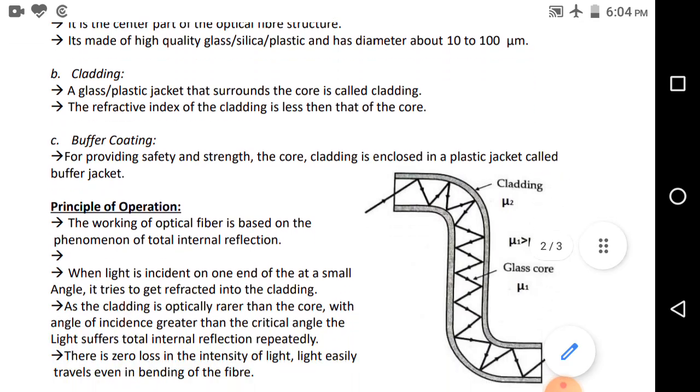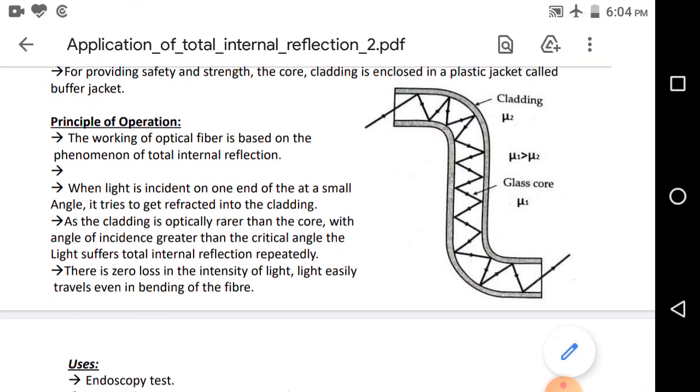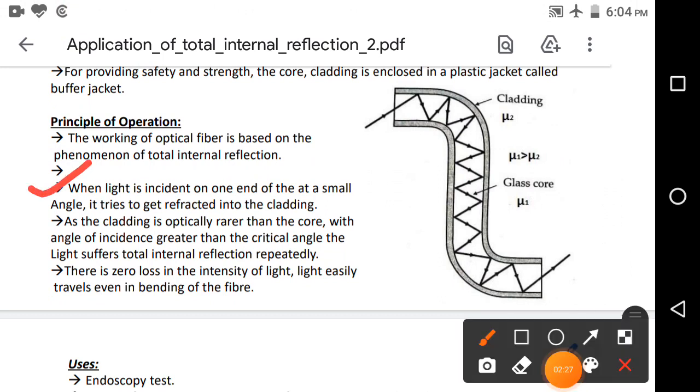Okay, then principle of operation. The working of optical fiber is based on the phenomenon of total internal reflection. When light is incident on one of the ends at a small angle, it tries to get refracted into the cladding. But the angle of incidence is more than the critical angle, so total internal reflection takes place, and it takes place repeatedly inside the optical fiber.